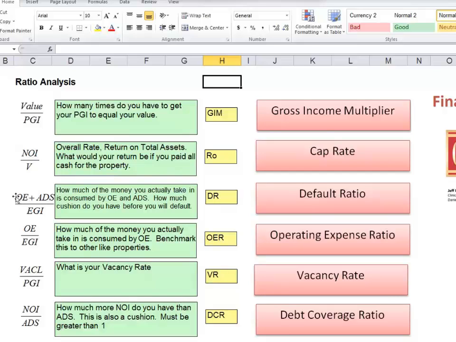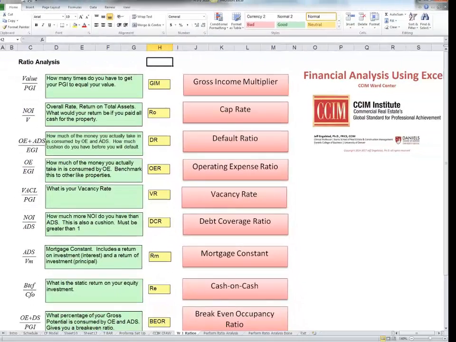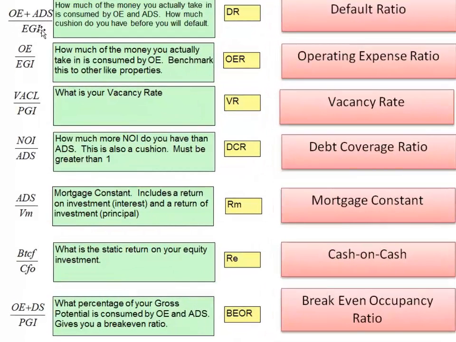And so, for example, if you have a default ratio of 85%, then what you're saying is that you need 85% of what you plan to take in order to cover your operating expenses and debt service, basically in order to remain solvent. Okay? In fact, let's skip down to break-even occupancy ratio because they're very much related. And you see, the default ratio, operating expenses and debt service over EGI, break-even occupancy ratio, operating expenses and annual debt service over potential income.